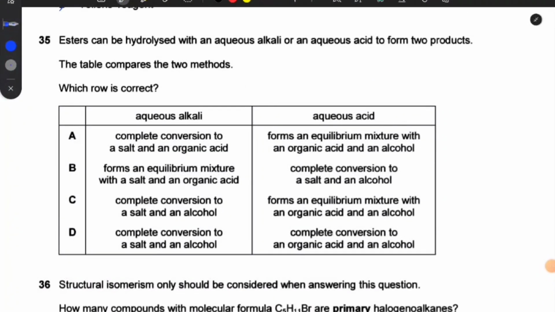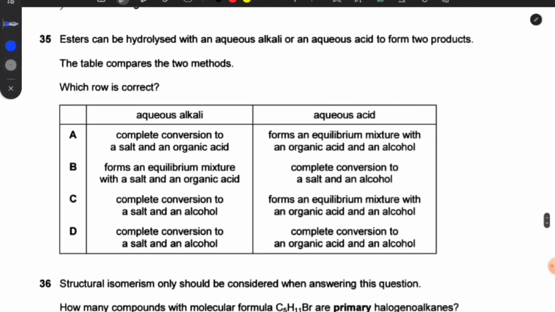Question number 35. Esters can be hydrolyzed with an aqueous alkali or an aqueous acid to form two products. The table compares the two methods. Which row is correct? So what is hydrolysis? How can we hydrolyze ester with the help of aqueous alkali and with the help of aqueous acid? So if you have, let's suppose, this ester, and if we want to hydrolyze this in the presence of acid, then H positive and OH negative in aqueous solution.